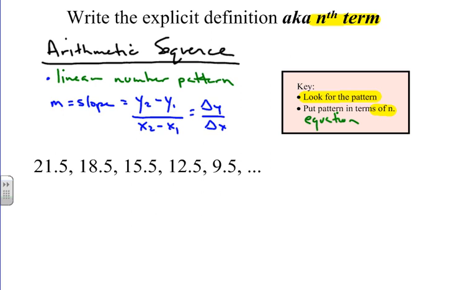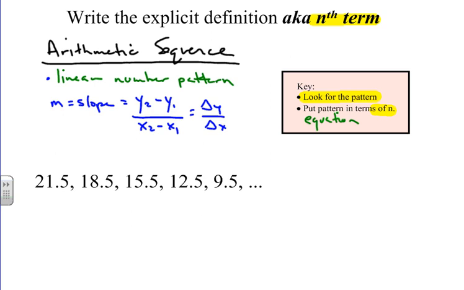Well, to translate that into when we talk about explicit definitions, what we're going to look for is, is there a change? Is there a common difference? So when we look for slopes, we're going to see, is there a common difference? Now, what does this mean? Well, I have an example of what is an arithmetic sequence.